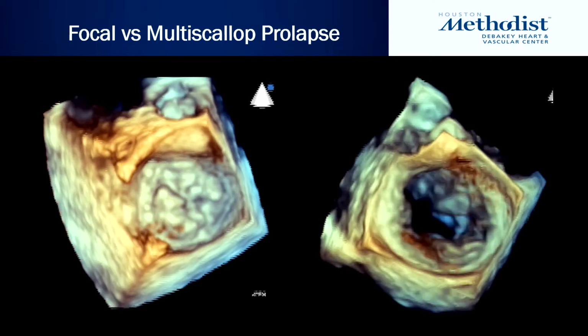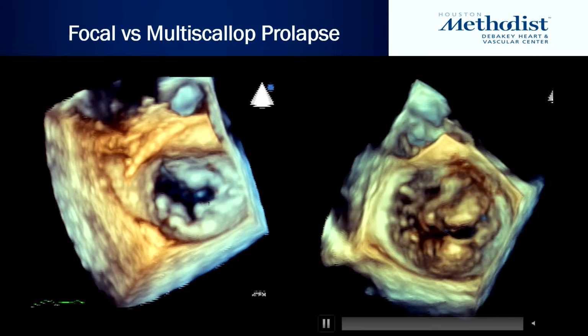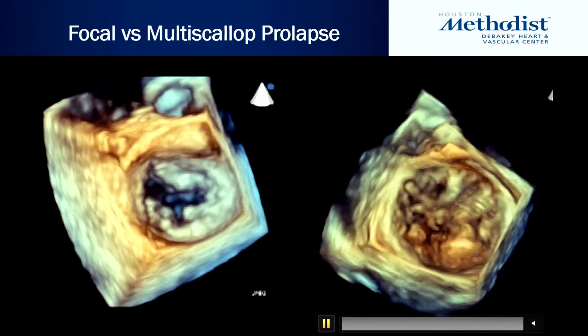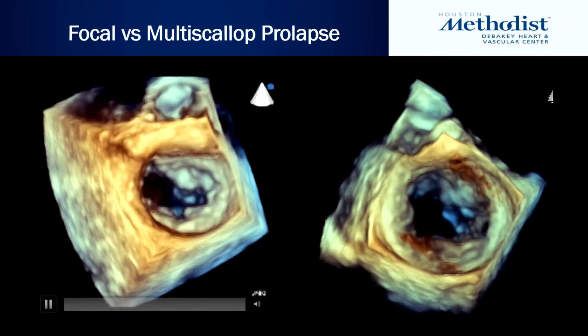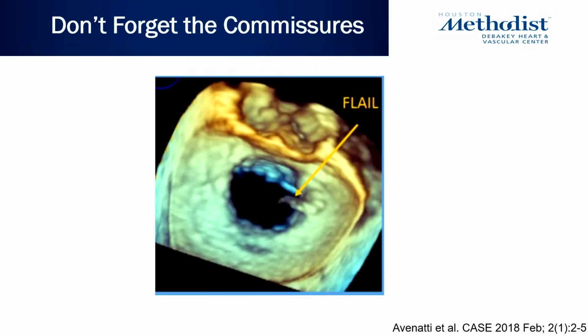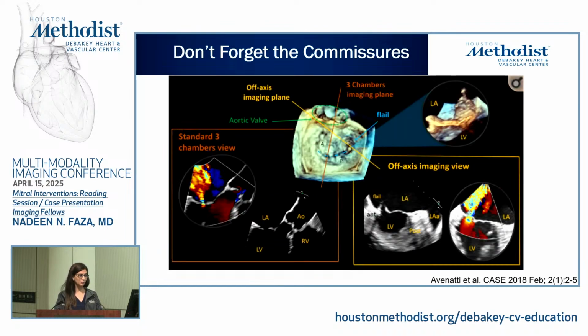3D can also tell you if you're dealing with a focal pathology versus multi-scallop pathology. For example, this is a case of Barlow's disease where you have multi-scallop prolapse compared to the focal prolapse here. And don't forget the commissures. We can have pathologies in either the lateral or the medial commissures, and 3D imaging can help us look at that specific segment of the valve. For 2D imaging, you have to rely on off-axis views to be able to see the commissures, but 3D shows it very nicely.